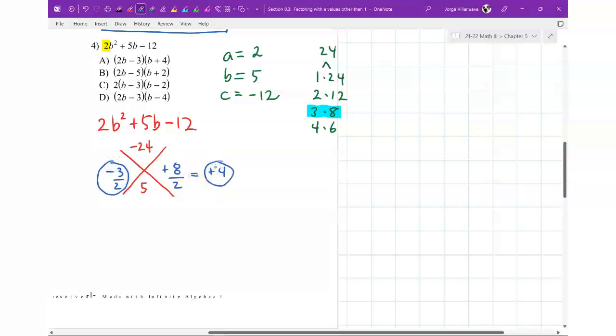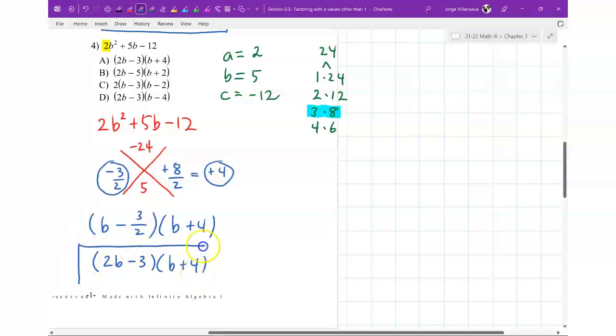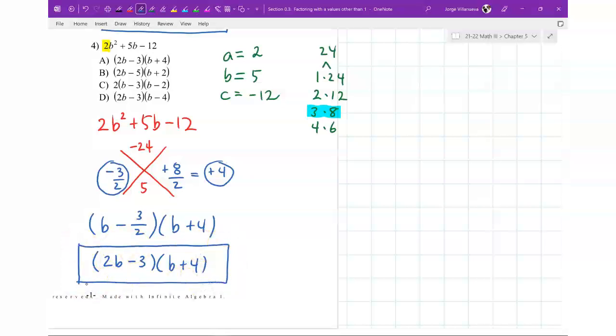Okay? So now that I have that, let me write my answers here. b minus 3/2, b plus 4. But remember, we don't want fractions, so get that denominator of 2 and move it up. So that's going to become 2b minus 3, b plus 4. And your answer for that would be A.